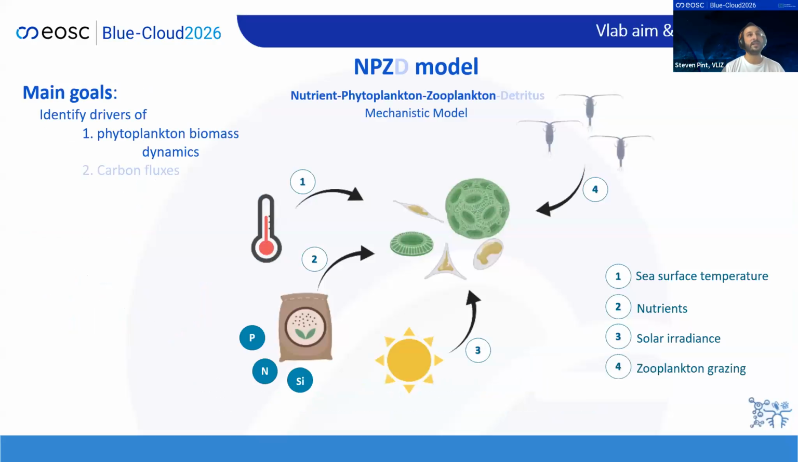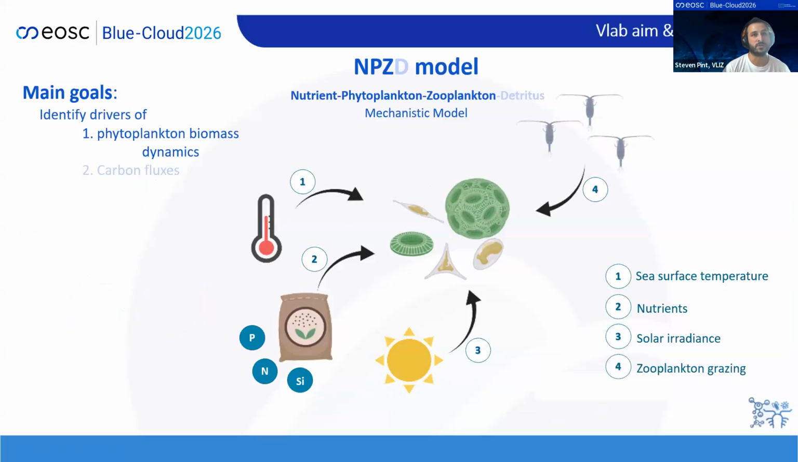More about the VLab. What is our main goal? Our main goal is to identify the drivers of phytoplankton biomass dynamics, which are being affected or changed with climate change and blue economy activities, or to investigate them. The nutrient-phytoplankton-zooplankton-detritus model consists of 4 state variables.